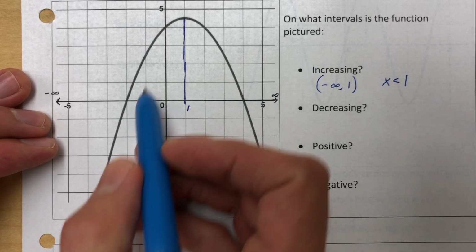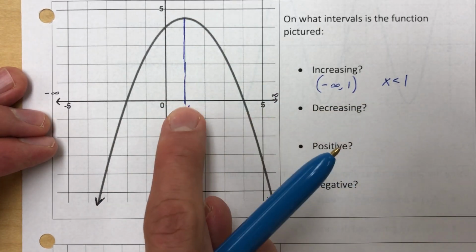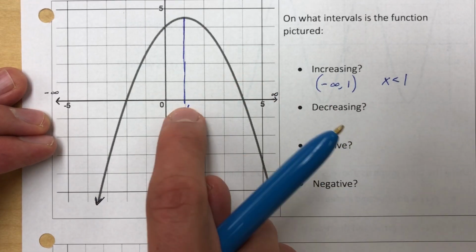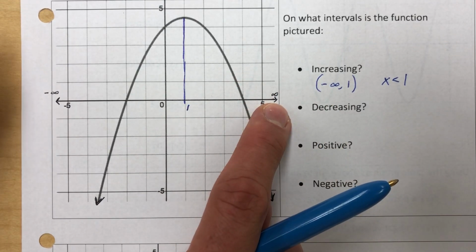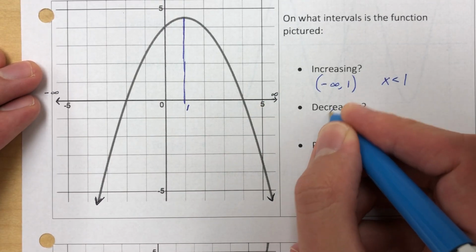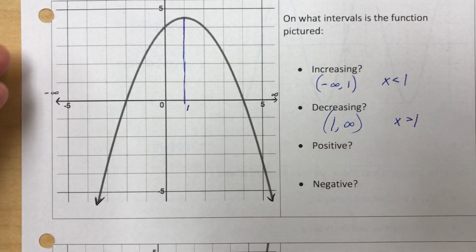So we ride up to the top of the roller coaster, and then we go down. That's where it's decreasing, and that goes from 1 and it goes forward. Now, it's going down, but as it goes forward, we're going on the x-axis towards infinity. So it goes from 1 to infinity. You could also say that these are all the x values that are greater than 1.